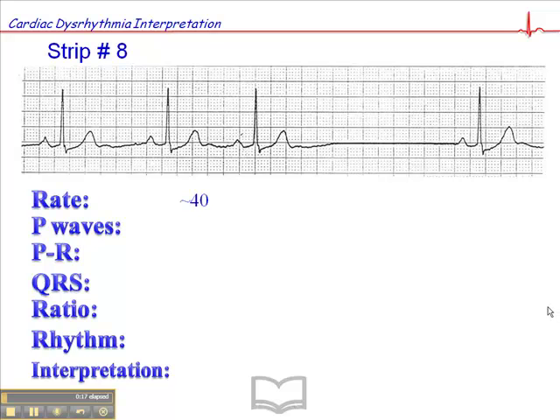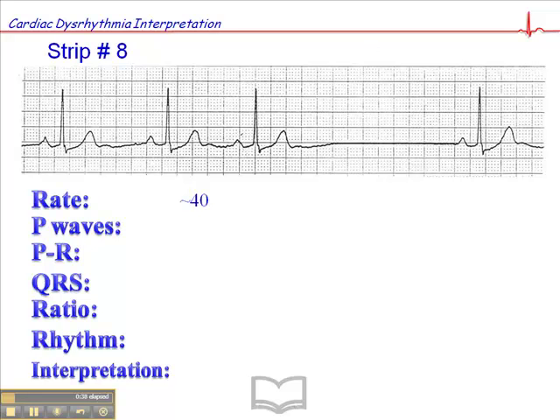Now, don't ask me where I got that 40 from, because if you calculate from here to here, that's probably closer to 50. From here to here is probably less than 40. If you take the 4 complexes, we'll assume this is roughly a 6-second strip, multiply by 10, you get approximately 40. So there you go.